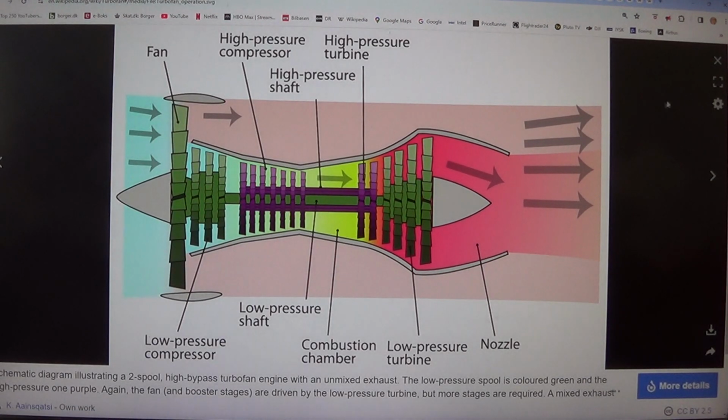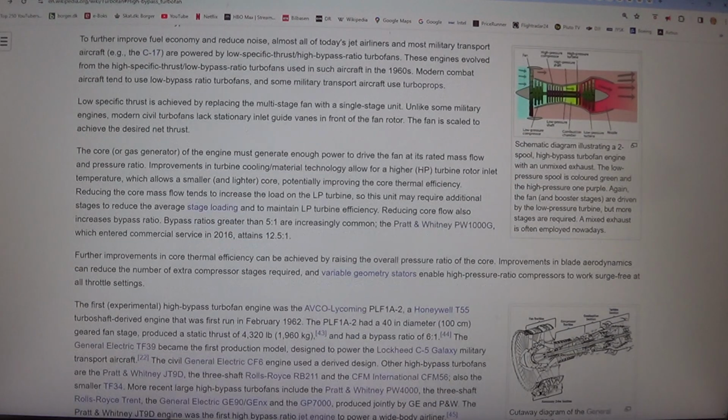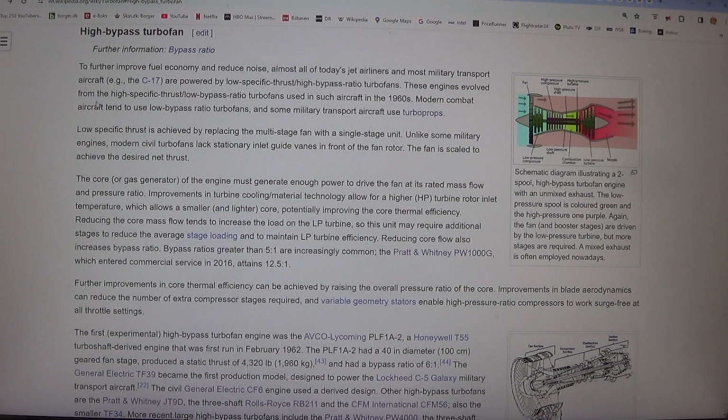High bypass turbofan. Further information: bypass ratio. To further improve fuel economy and reduce noise, almost all of today's jet airliners and most military transport aircraft, for example, the C-17, are powered by low specific thrust/high bypass ratio turbofans. These engines evolved from the high specific thrust/low bypass ratio turbofans used in such aircraft in the 1960s. Modern combat aircraft tend to use low bypass ratio turbofans, and some military transport aircraft use turboprops.